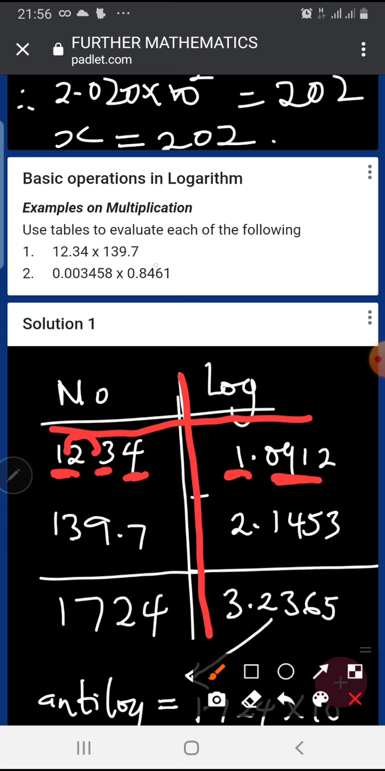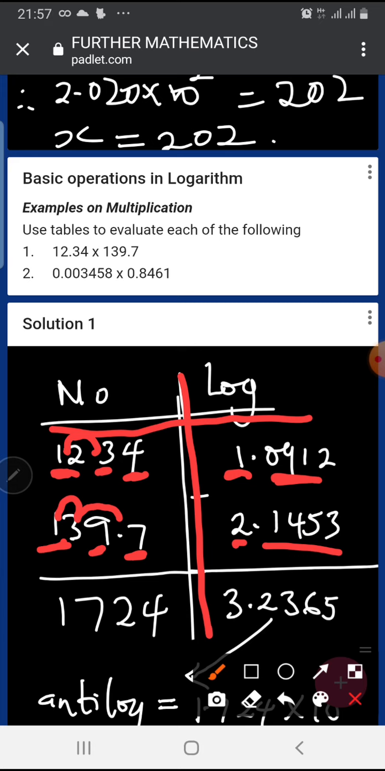Now you go to the next number, 139.7. To get this into standard form, you move the point twice: 1, 2. That will give you 2 points. Then you check 13 under 9, difference 7. If you check that, you have 1453. So you have 2 as the characteristic and 1453 as the mantissa.